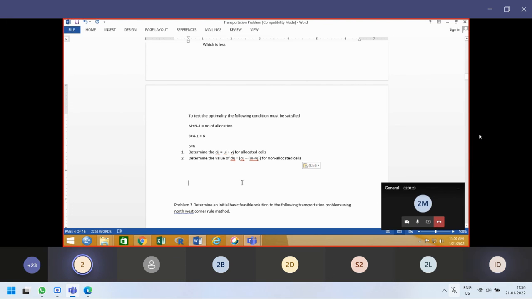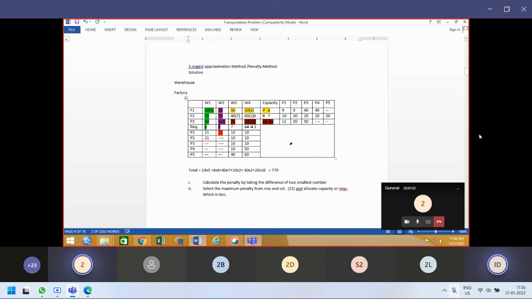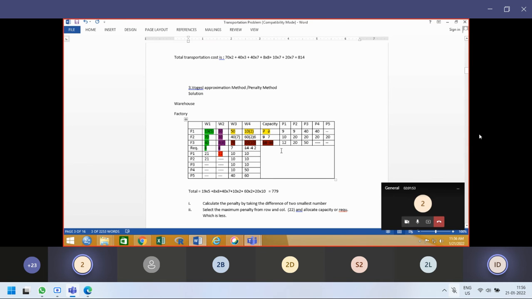Cij is equal to Ui plus Vj for allocated cells, and for non-allocated cells Dij is equal to Cij minus Ui plus Vj. Keep this in mind. The first formula is m plus n minus 1, the precondition for testing the optimality. The second formula is Cij equal to Ui plus Vj for calculating the allocated cell value, and the third formula is Dij equal to Cij minus Ui plus Vj for non-allocated cell values, right? So this is in short the revision of an assignment problem.